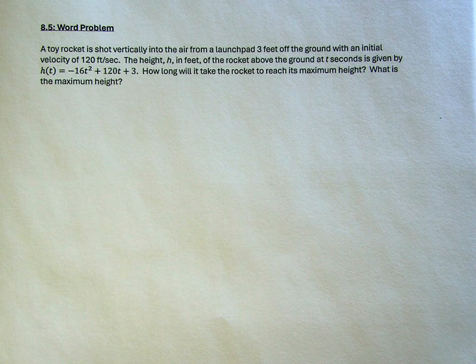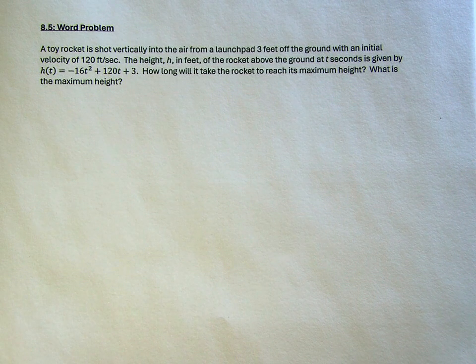It says a toy rocket is shot vertically into the air from a launch pad that's 3 feet off the ground with an initial velocity of 120 feet per second. The height h, in feet, of the rocket above the ground at t seconds is given by this function formula. How long will it take the rocket to reach its maximum height, and what is that maximum height?